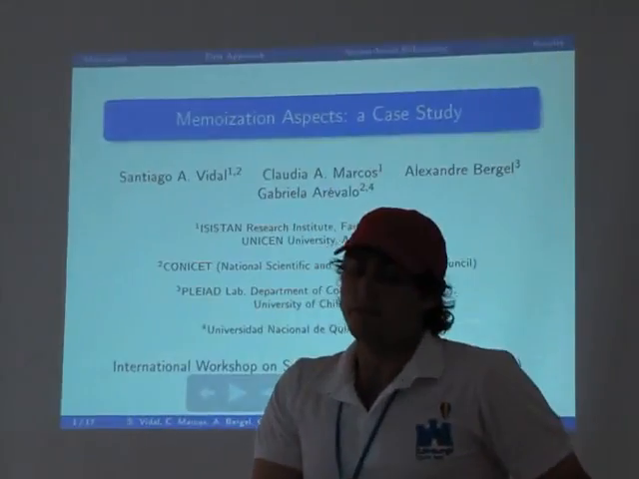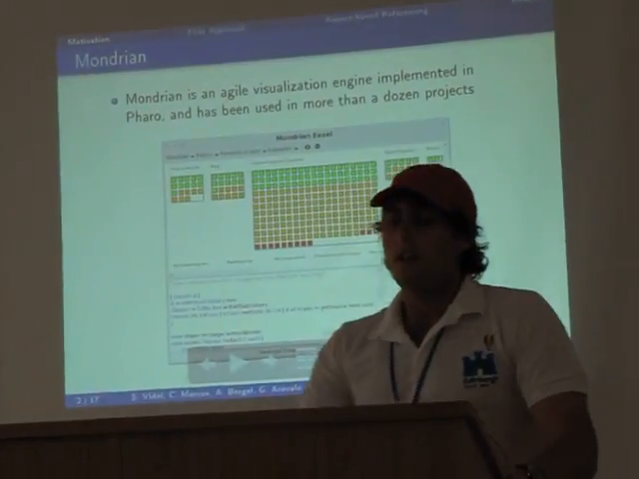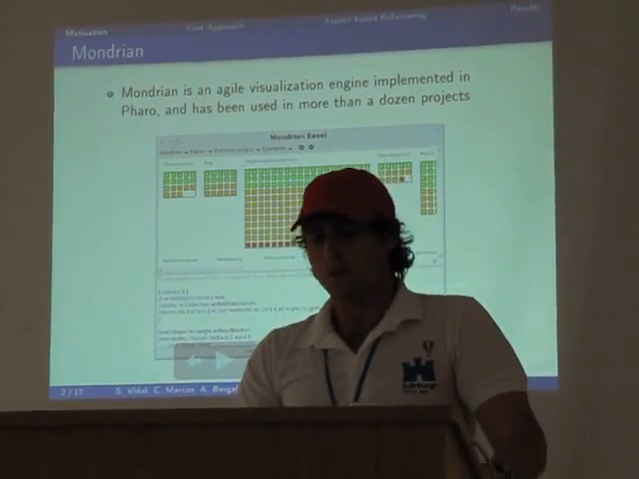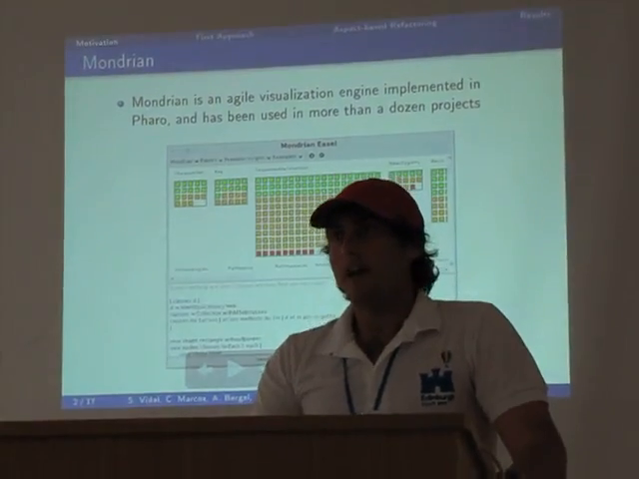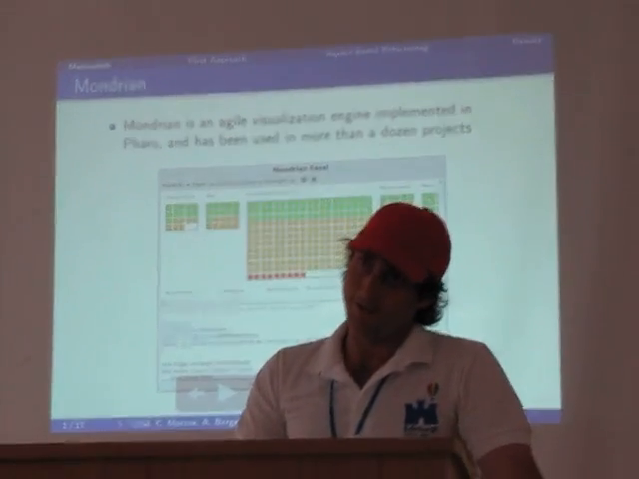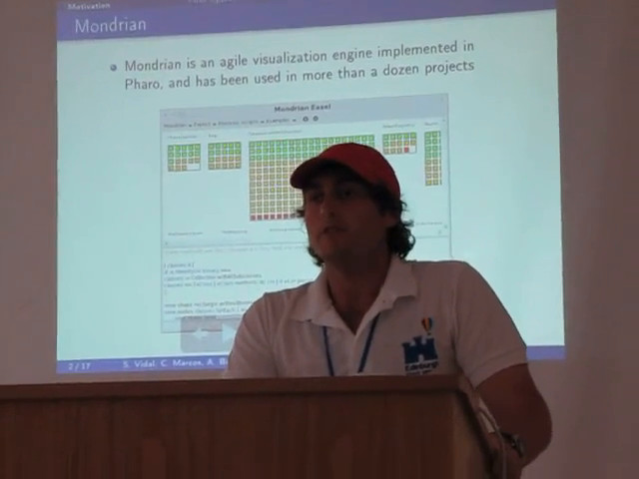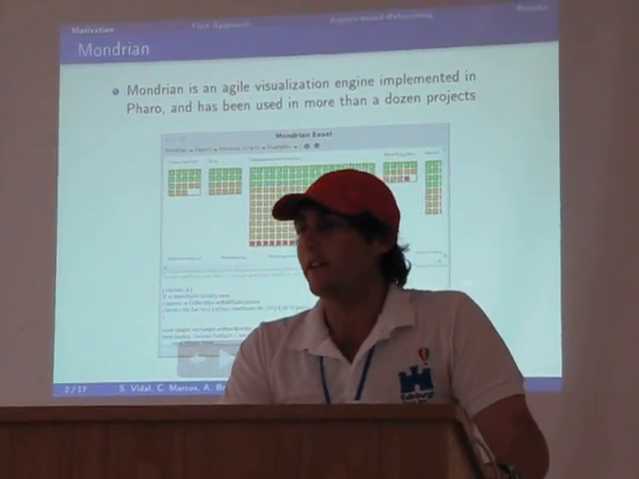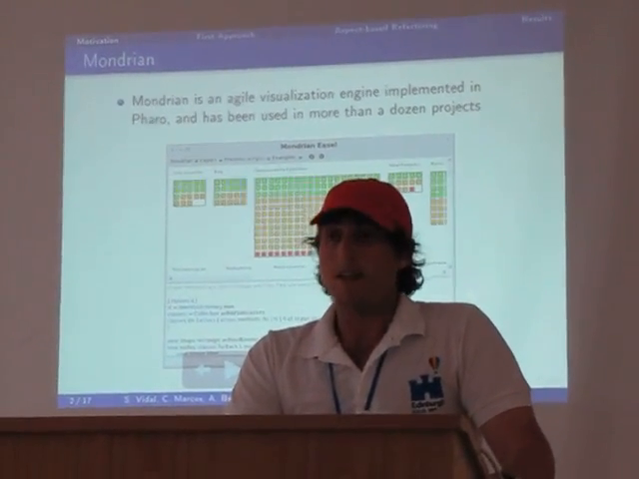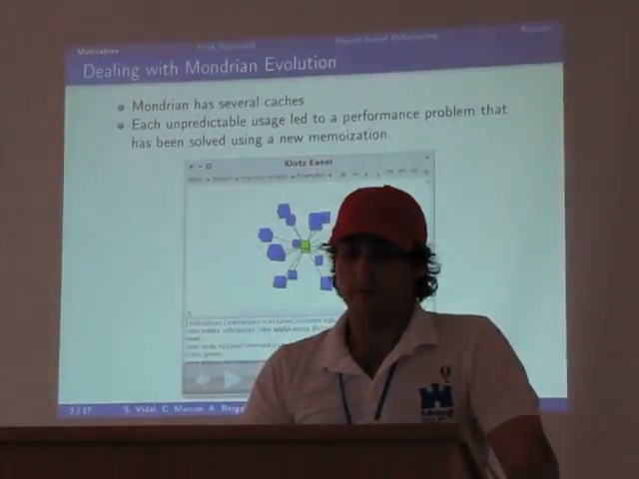Memoization that we made in Mondrian. Most of you know what Mondrian is: a visualization engine developed in Pharo. It was initially developed in order to visualize software metrics. For example, Moose uses Mondrian in this way, but Mondrian has also been used for other goals. For example, it was used to visualize the behavior of robots or 3D visualization, such as clocks.